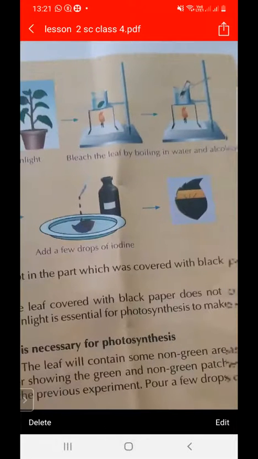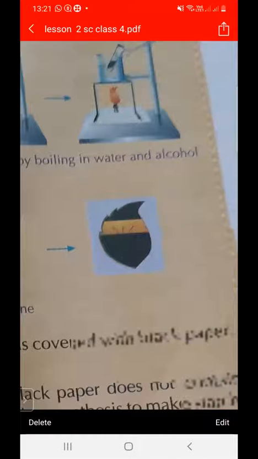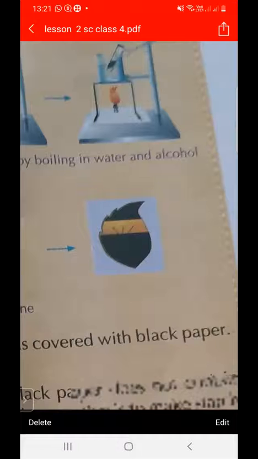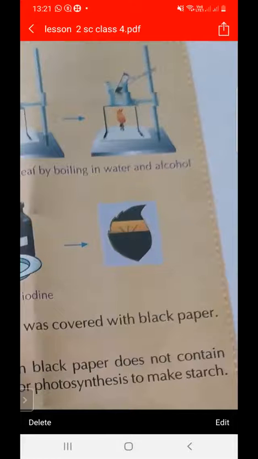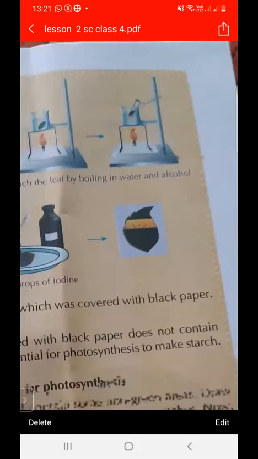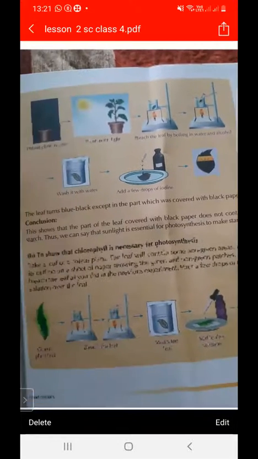The part which was covered by black paper does not turn blue black, and the part which was not covered by the black paper turns blue black. Blue black color shows that this part contains starch, and the middle portion does not contain starch. It shows that sunlight is very essential for photosynthesis to make starch.